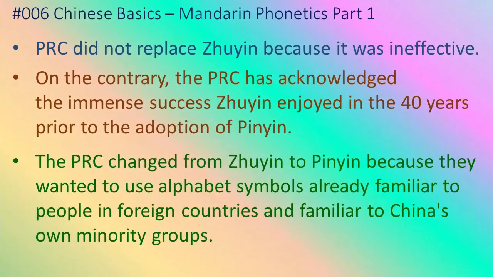Here are some major reasons why pinyin was created to replace zhuyin. First, China did not replace zhuyin because it was ineffective. On the contrary, China has acknowledged the immense success zhuyin enjoyed in the 40 years prior to the adoption of pinyin. China changed from zhuyin to pinyin because they wanted to use alphabet symbols already familiar to people in foreign countries as well as China's own minority groups.